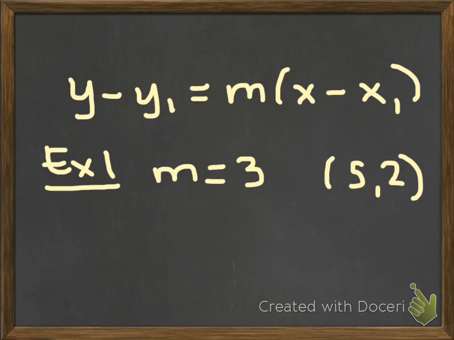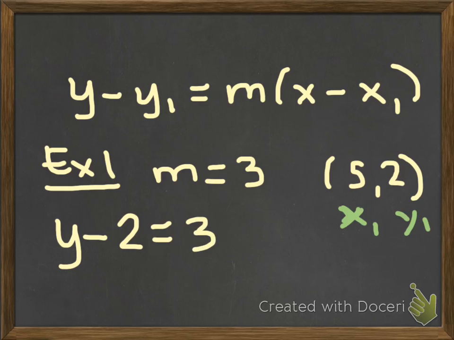So example 1, the slope is 3, m equals 3, and the point that we're using is (5, 2). The 5 is x1, and the 2 is y1. So that's what we're going to plug into the formula. So y minus 2 equals 3 times (x minus 5). All I've done is plugged in the x1, the y1, and the m.